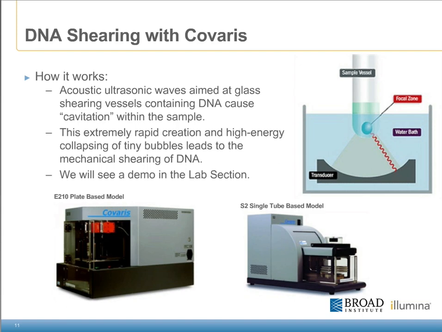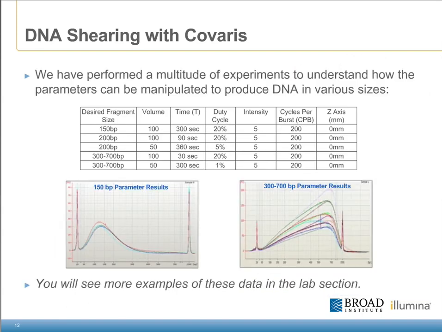And as I said, the E210 model, which is the one on the lower left here, is for 96 samples at a time. You can do up to 96 samples, anywhere from 1 to 96. They also have a single tube-based model, which is the S2, which is the one to the right, and that is for lower throughputs.